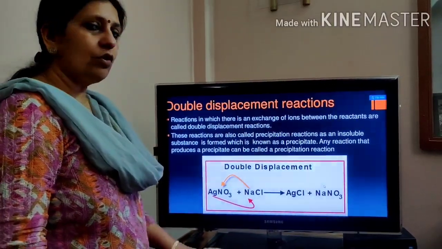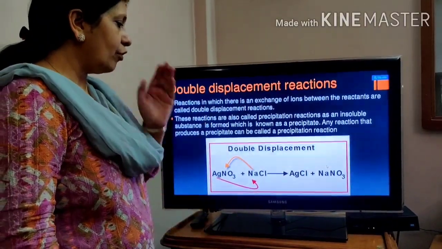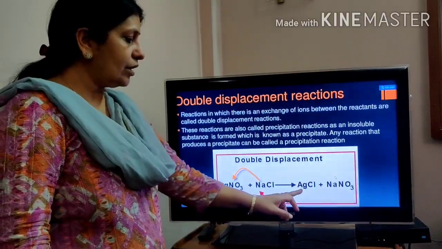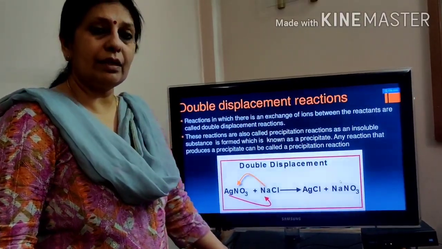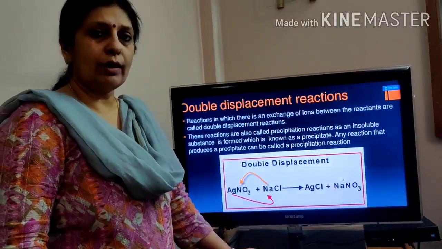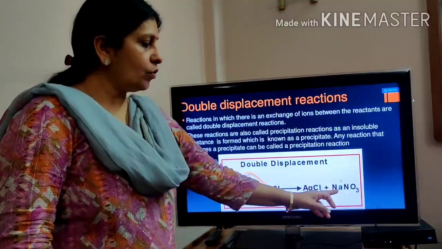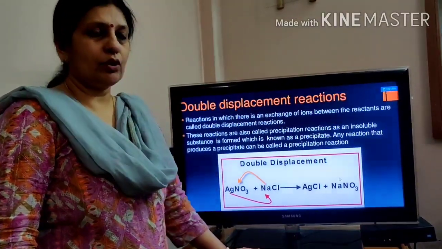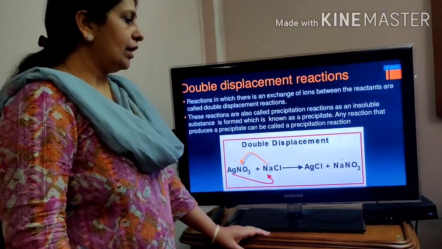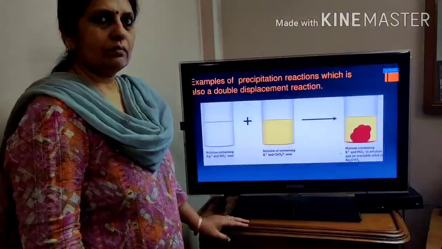These reactions are also called precipitation reactions, as an insoluble substance is formed which is known as a precipitate. So in this reaction, AgCl is obtained as a precipitate. What is a precipitate? It is an insoluble solid which is formed in a chemical reaction, whereas sodium nitrate remains in aqueous solution. Any reaction that produces a precipitate can also be known as a precipitation reaction.